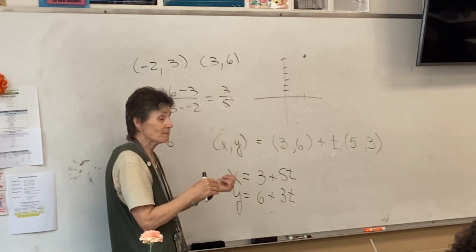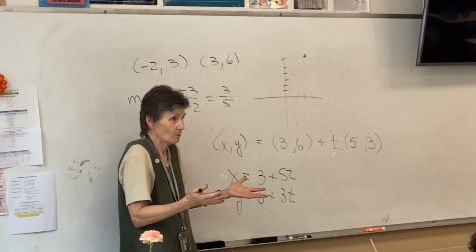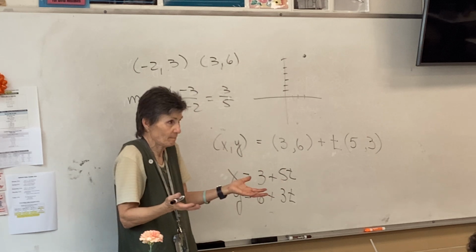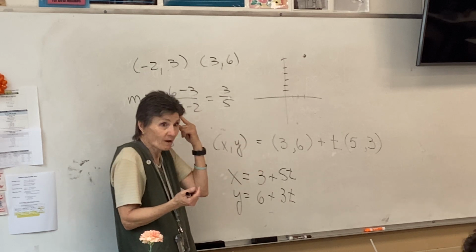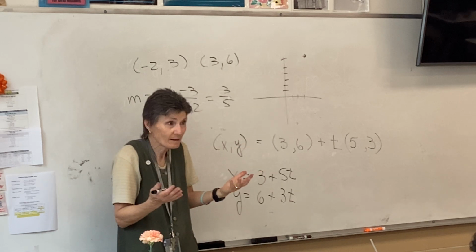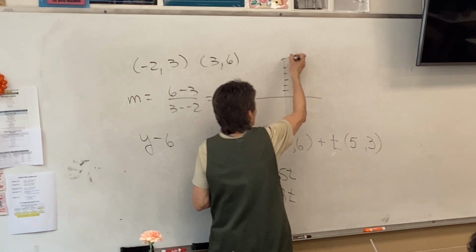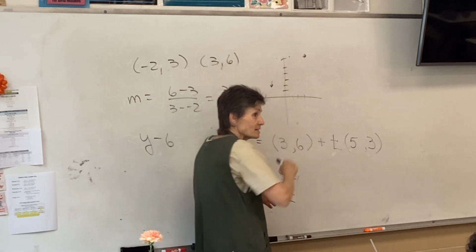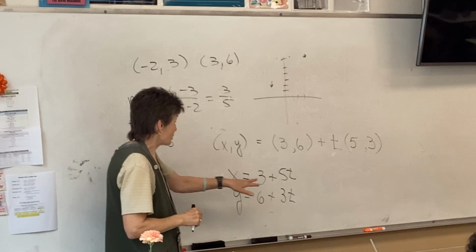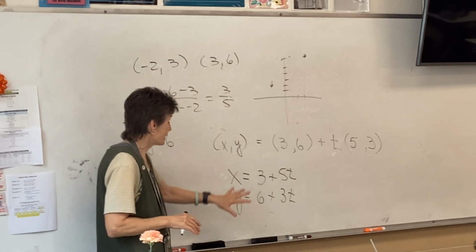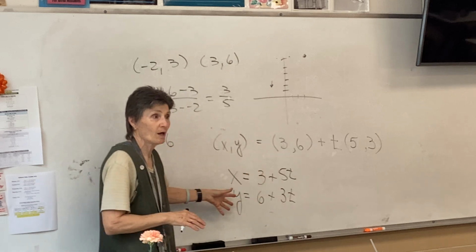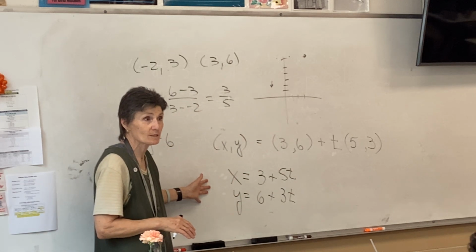Now, what happens if t is a negative number? What happens if t is negative 1? Then you would be going left 5 and down 3? Is that okay? Can I go left 5 and down 3? Would that still be on the same line? Absolutely. So if you let t be every real number in the whole wide world, you will generate the entire line. These are called the parametric equations.